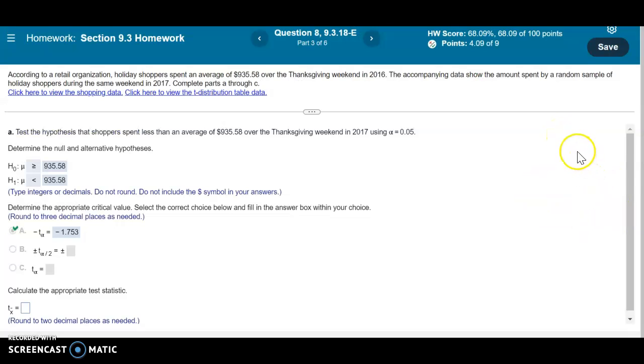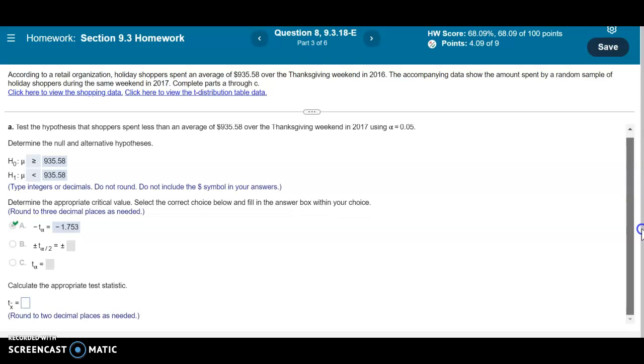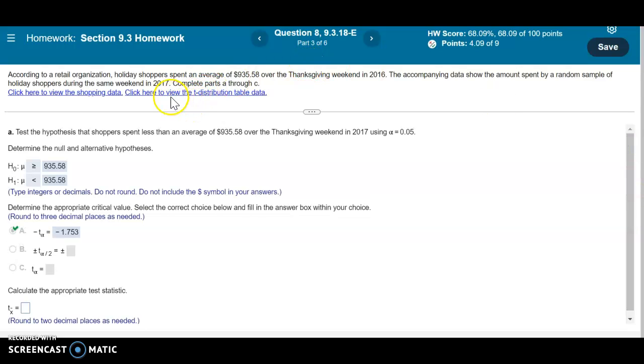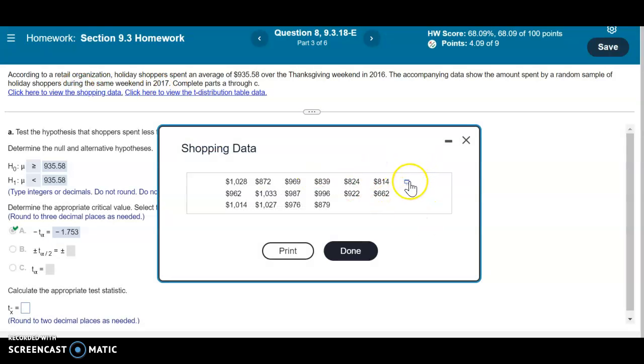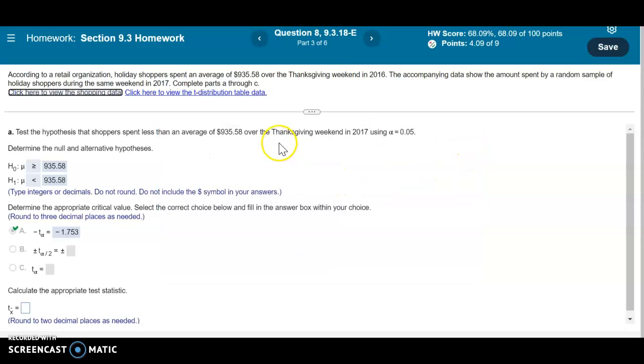And I've not finished 8, but I believe 8 is going to be worked the same way. It does give you this t-distribution table, but when you look at the view example, it says to use Excel like we've been doing. So I'm not sure why that's there. The data is here, so you will have to open that in Excel to calculate the mean and the standard deviation. I may work this in the next video just to make sure.